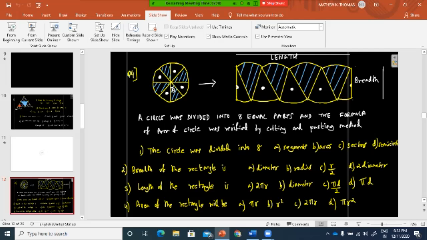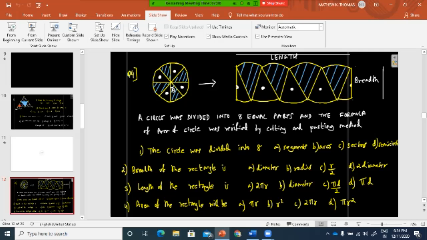And what will be the length of the rectangle? Pi r, going to be diameter? It's going to be pi r, not diameter. Why? Because what is the length of the full circle? The circumference of the full circle is 2 pi r. But we are putting only 1, 2, 3, and 3.5 plus half, 4. Only 4 parts. So 4 parts means it is a semicircle. And what is the length of a semicircle, or the circumference here, the perimeter from here to here? It's going to be 2 pi r divided by 2. So that's going to be pi r.